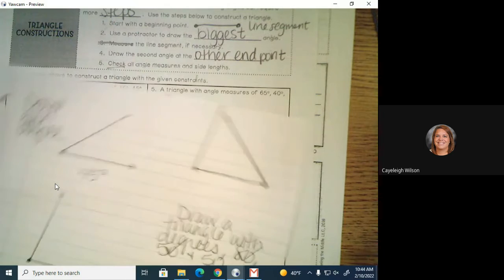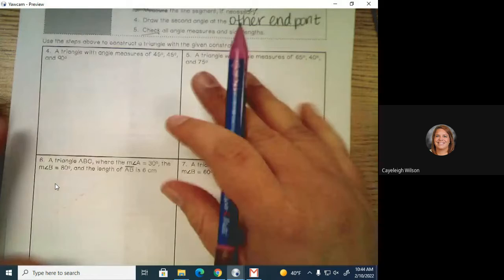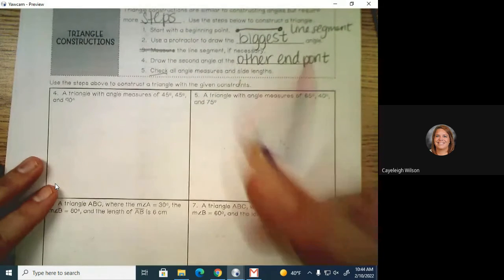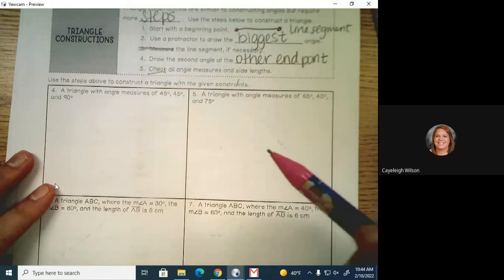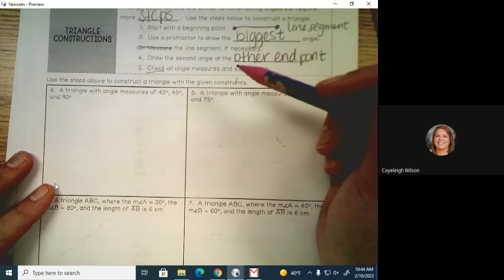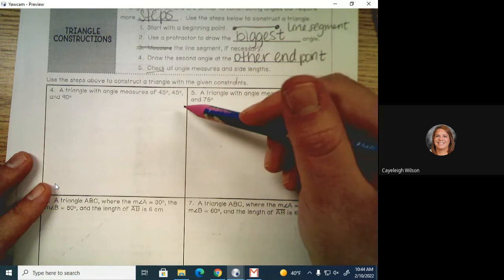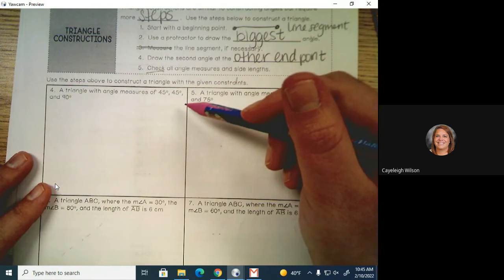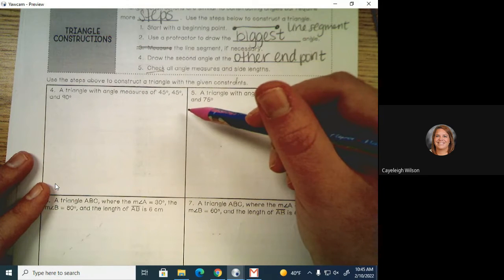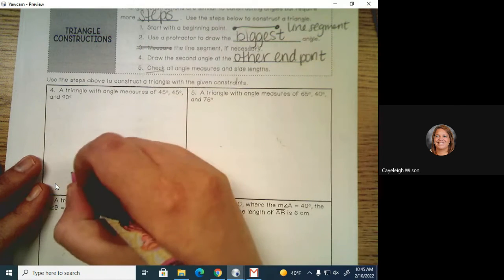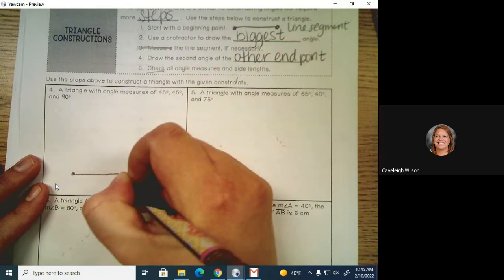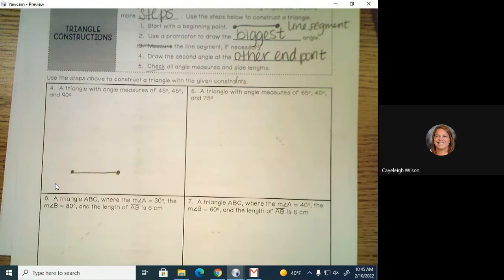All right, so we're going to move on and we're going to do number 4 together. Number 4 says, use the steps above to construct a triangle with the given constraints. They tell us on number 4, a triangle with angle measures 45, 45, and 90. They don't tell us how long the line segment should be, so I'm just going to draw a little line segment on here. Everybody draw a little line segment.